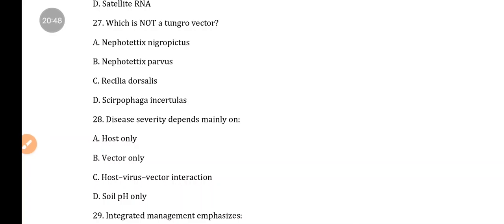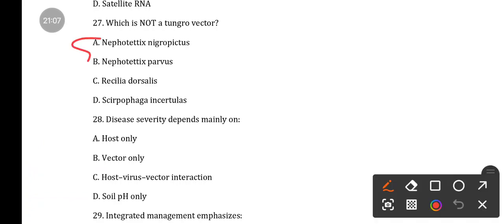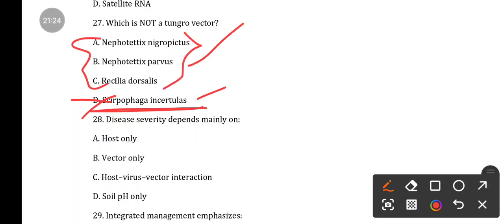Next, question number 27. Which is not a Tungro vector? Option A, Nephotettix nigropictus. Option B, Nephotettix parvus. Option C, Recilia dorsalis. And option D, Scirpophaga incertulus. So all these three are efficient vectors for the Rice Tungro virus. Only Scirpophaga incertulus is an insect that actually causes harm to the plant. It doesn't transmit the disease.